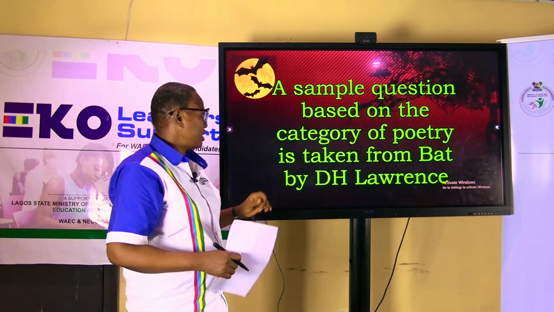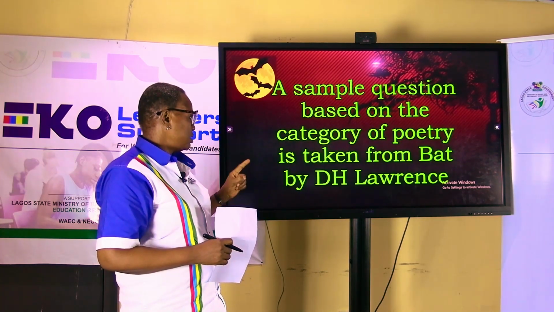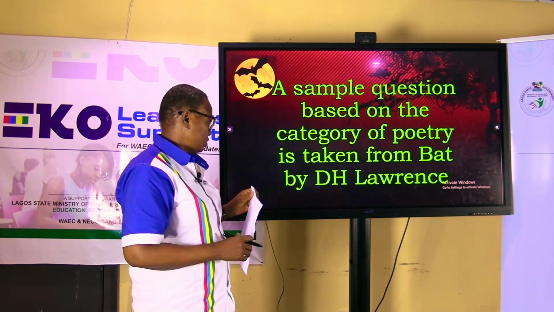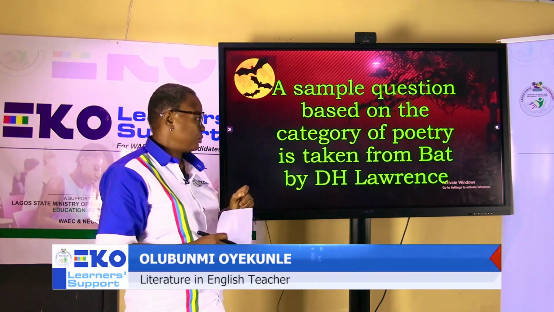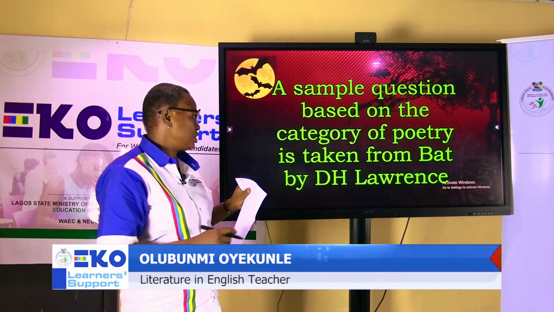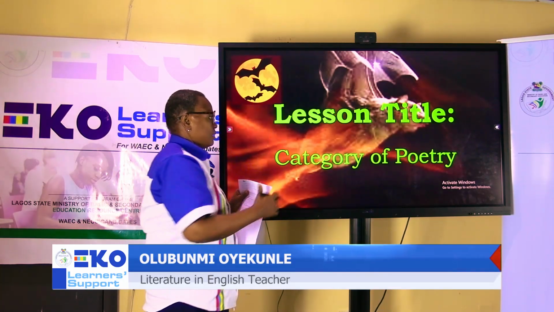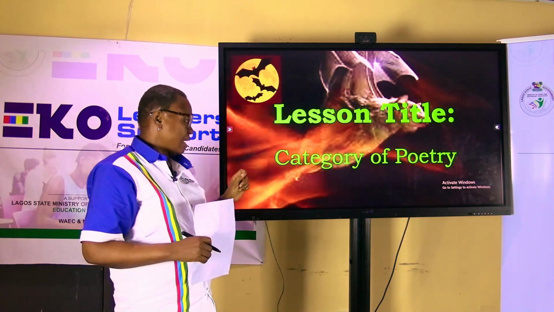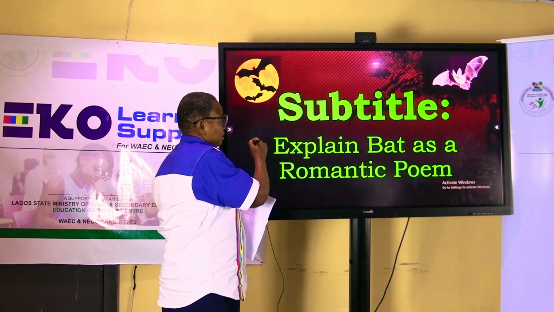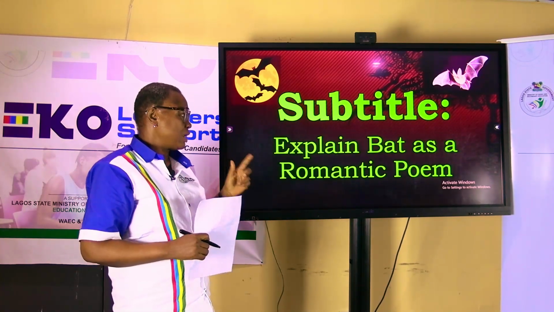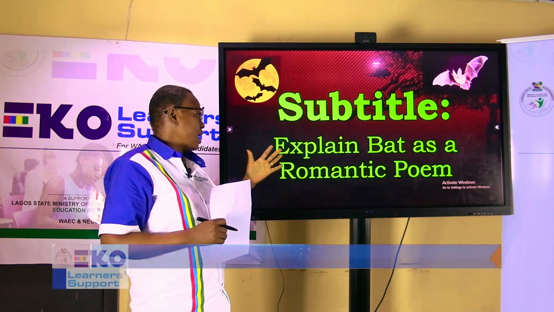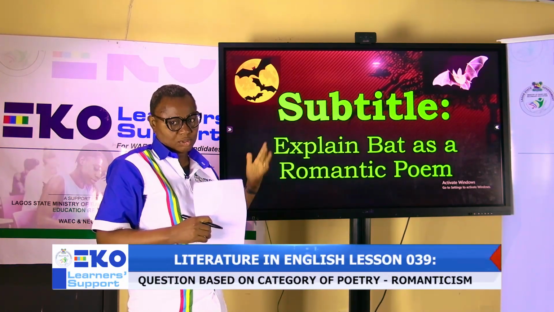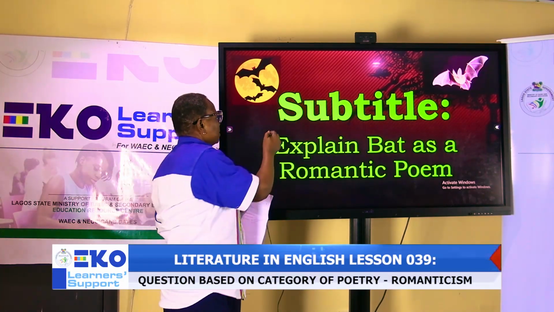Today, we'll be looking at a sample question based on the category of poetry, and it is taken from a non-African poem, Bat by D.H. Lawrence. The lesson title: Category of Poetry. Subtitle: Explain Bat as a romantic poem. That is how most WAEC questions normally come.